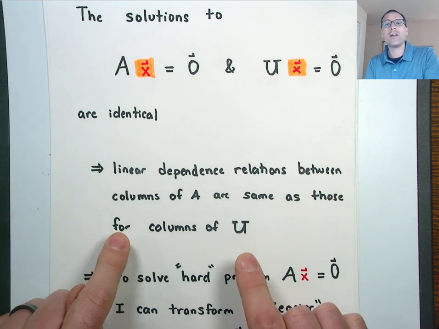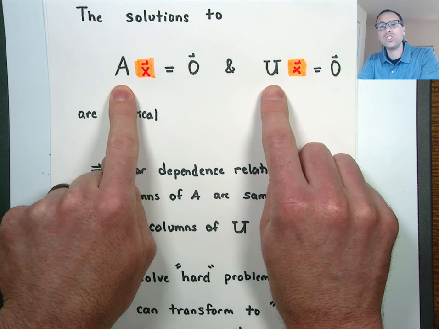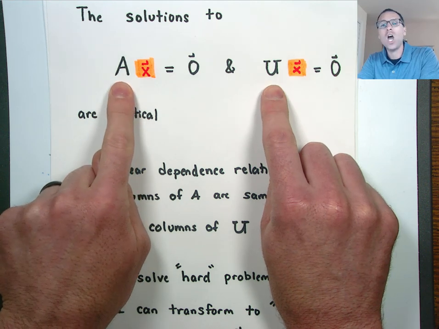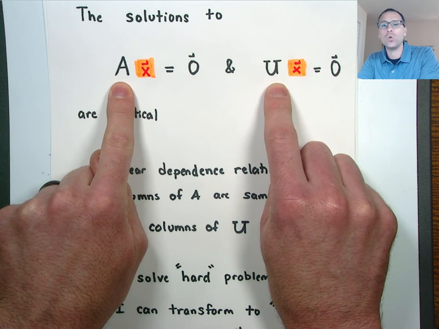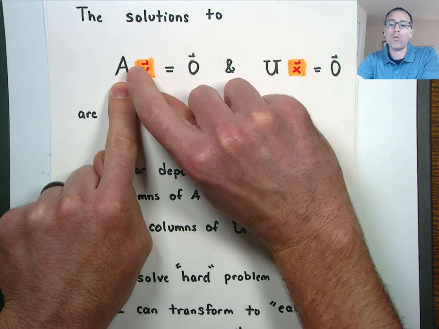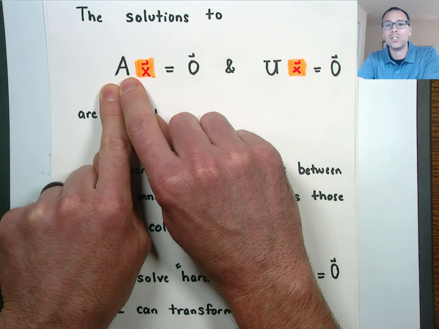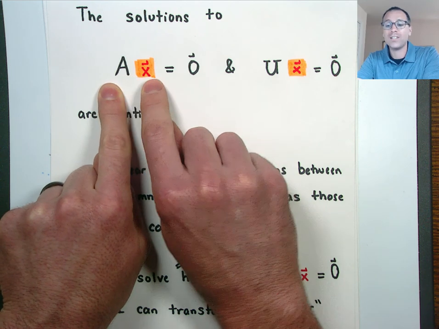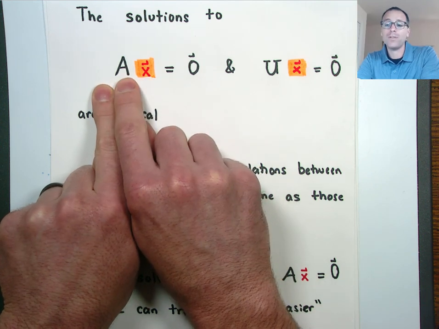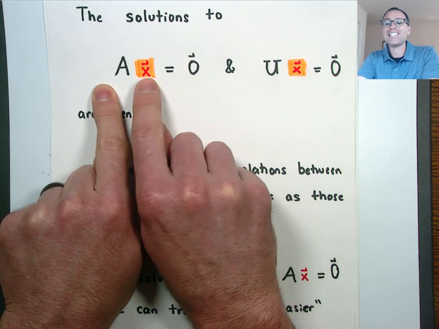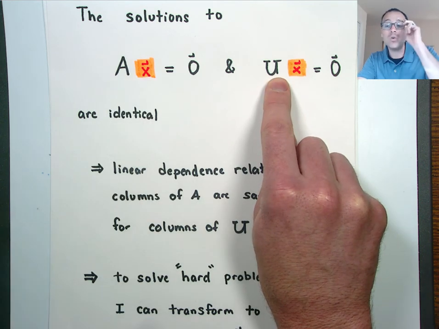Another way to interpret this idea is that the linear dependence relationships between the columns of A are identical to the linear dependence relationships between the columns of U. Another way, think about this. When I multiply A times X with X on the right-hand side, I'm taking linear combinations of the columns of A with scalar multiples defined in the vector X. Any linear combination of the columns of A that gets sent to 0, that same sequence of coefficients in X will also send U to 0.